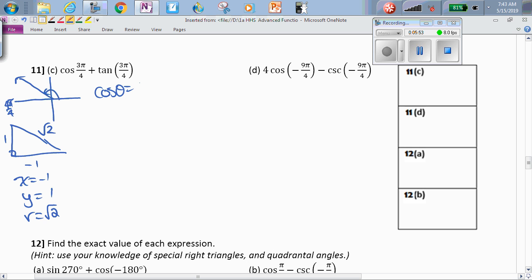Cosine theta is x over r. So cosine of 3 pi over 4 is going to be negative 1 over root 2. Can't be left with that. So cosine of 3 pi over 4 is going to be negative root 2 over 2.